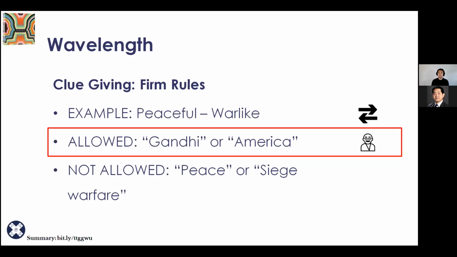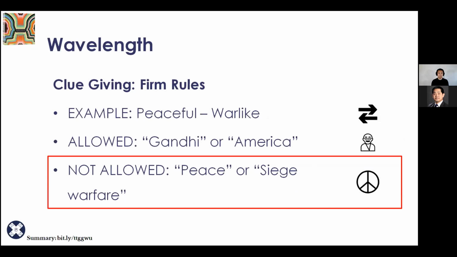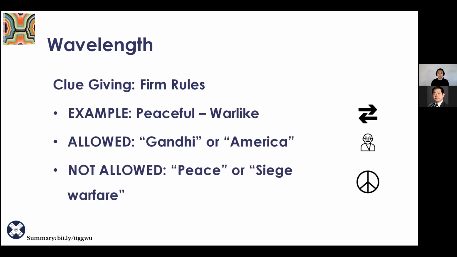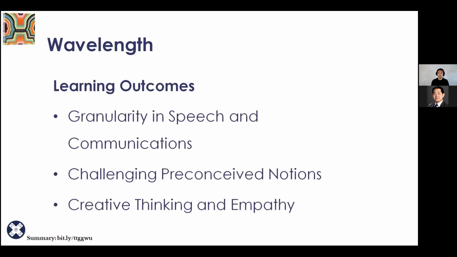So you're allowed to say clues like Gandhi or America. However, you cannot say clues like peace or siege warfare, because they include the words that are included on the spectrum. Peace is in peaceful, and siege warfare also includes war, which is in warlike. So you were not allowed to give those clues.